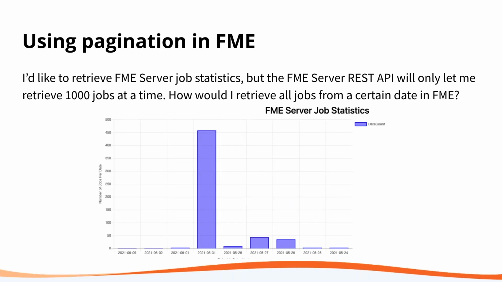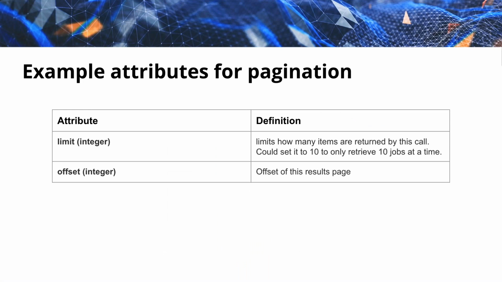So using pagination in FME, the FME Server REST API allows me to retrieve job statistics. However, I have a limit of 1,000 jobs I can retrieve at once. How do I make multiple calls to retrieve all the jobs that have run in my FME Server? Typical examples of what you would see for variables in pagination is the limit, so how many results you are retrieving at once, as well as the offset.